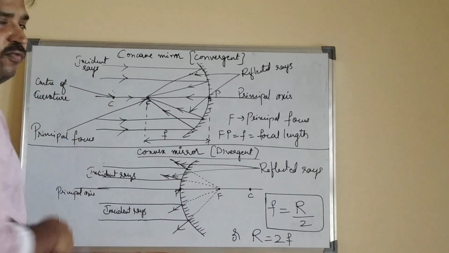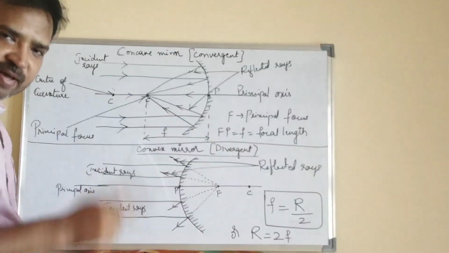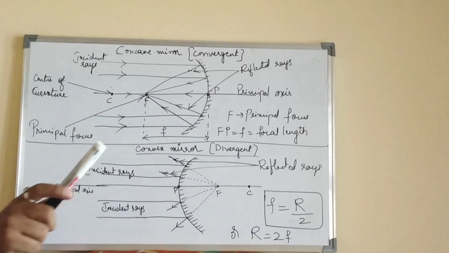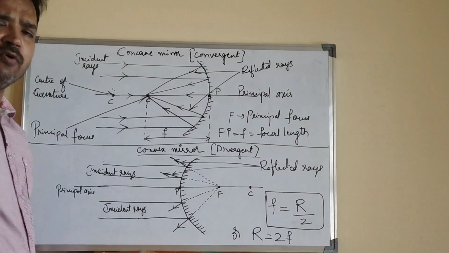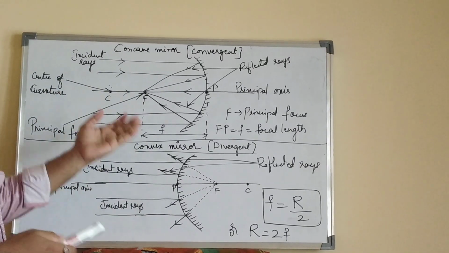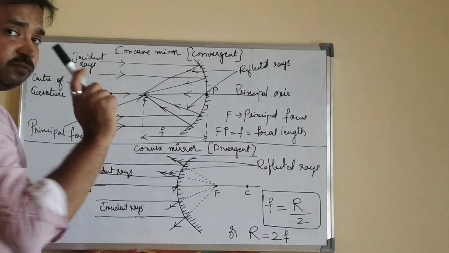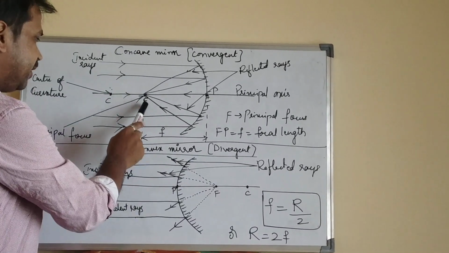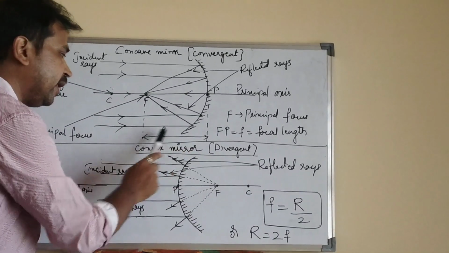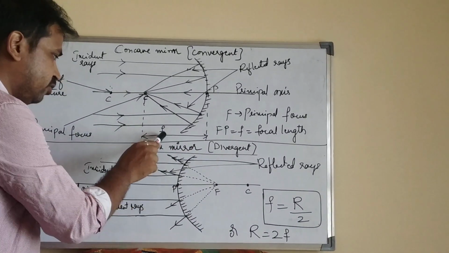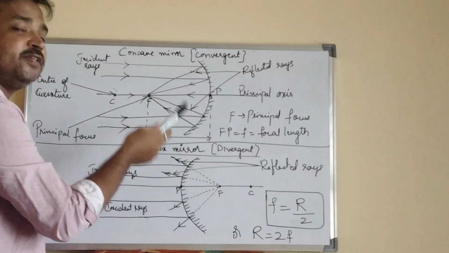One is the center of curvature, and we have capital F. Capital F is called the principal focus. I repeat, capital F is called the principal focus. What is the importance of principal focus? Let me tell you. Remember, the distance between the principal focus and the pole of the mirror is called the focal length. That is small f. Don't confuse. Capital F is principal focus, small f is focal length.